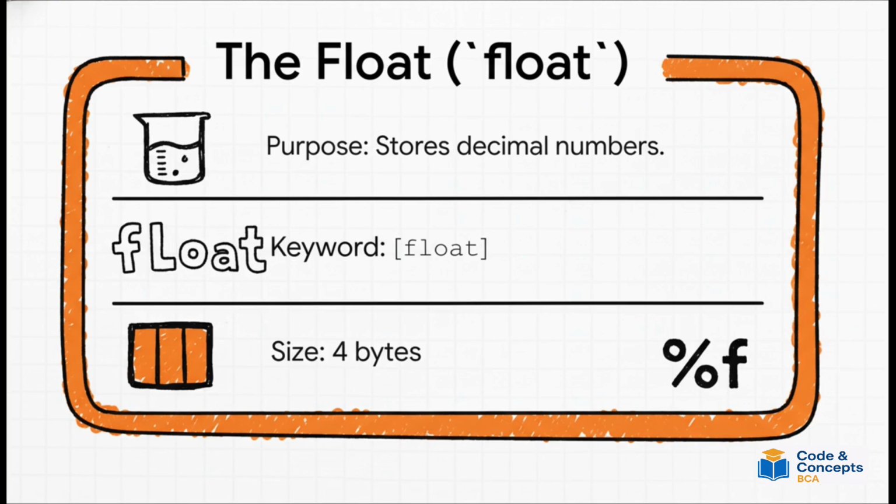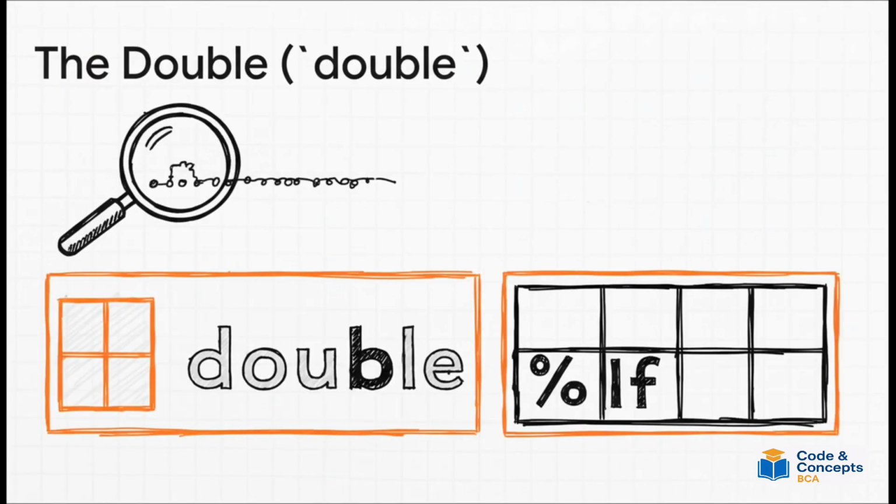The key word is float. It takes up 4 bytes, and you print it using the %f specifier. This is your standard go-to choice for most decimal math. But what if you need to be really precise, like super-duper accurate? That's when you bring in the double.